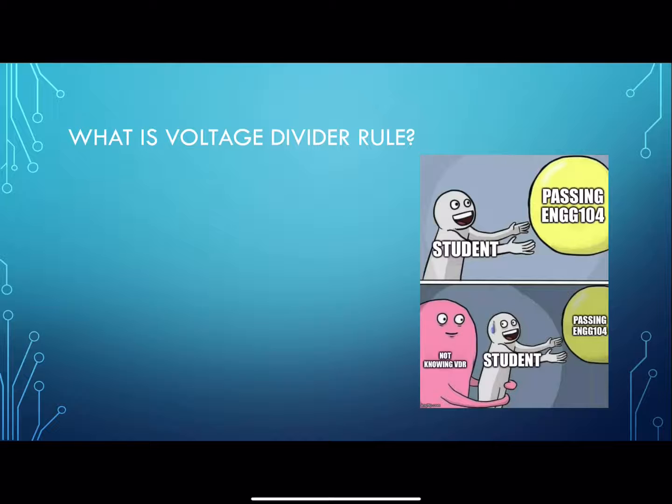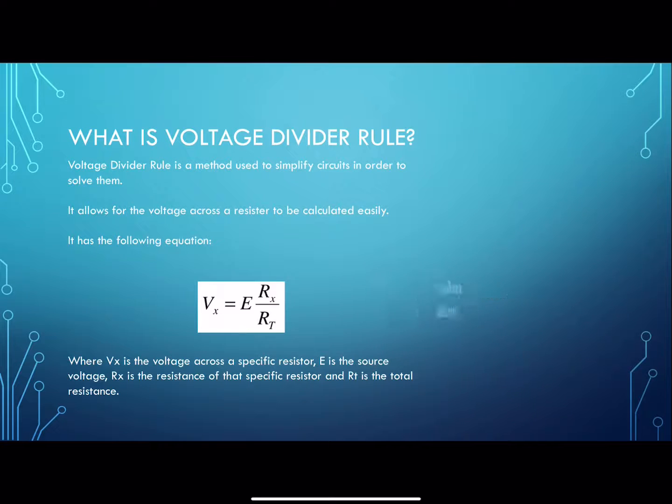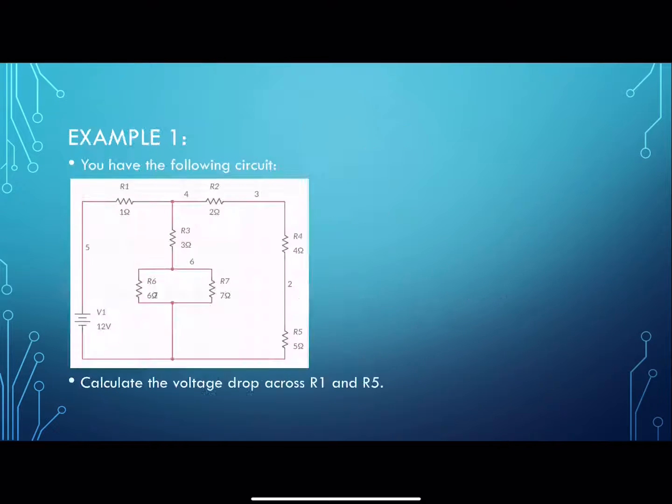Now, what is the voltage divider rule? The voltage divider rule is a method used to simplify circuits in order to solve them. It allows the voltage across a resistor to be calculated easily, and it has the following equation, where Vx is the voltage across a specific resistor, E is the voltage source, Rx is the resistance of that specific resistor, and Rt is the total resistance. Therefore, we can use VDR to calculate Rx, Rt, and/or E depending on the variables we have.